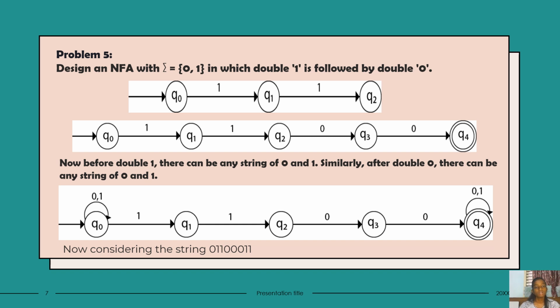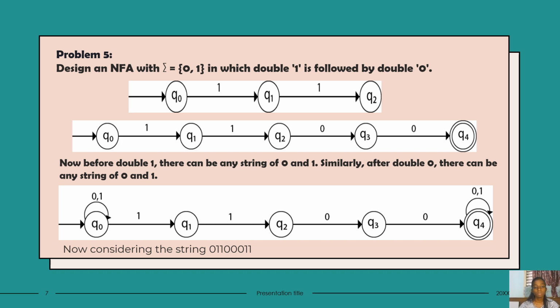So the next is design a DFA over the alphabet 0 comma 1 in which double 1 is followed by double 0. So here we are taking the first transition states, that is Q0, Q1, Q2 having the input values 1 and 1. Next we will see that Q0, Q1, Q2, Q3 and Q4 states with 1, 1, 0, 0 input have been taken, where Q0 on 1 moved to Q1, Q1 on the first input 1 is moved to Q2, on input 0 it is moved to Q3, and again 0 will be moved to the final state.